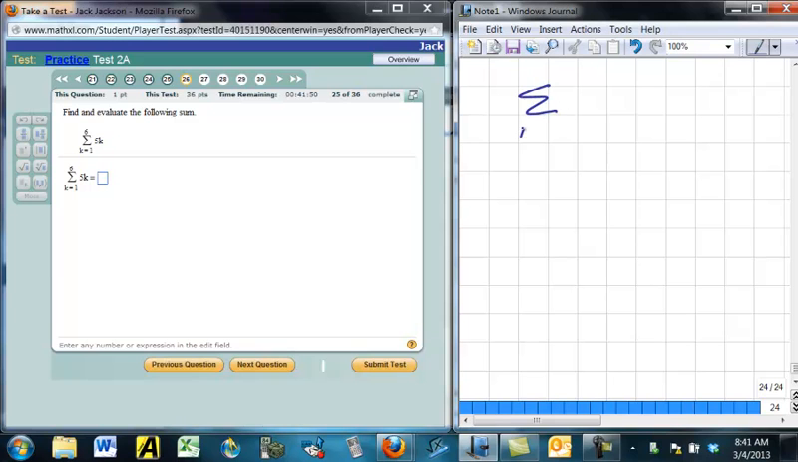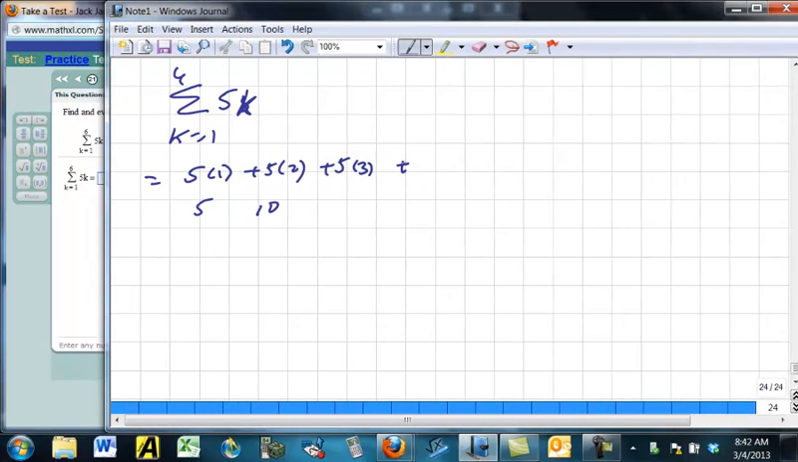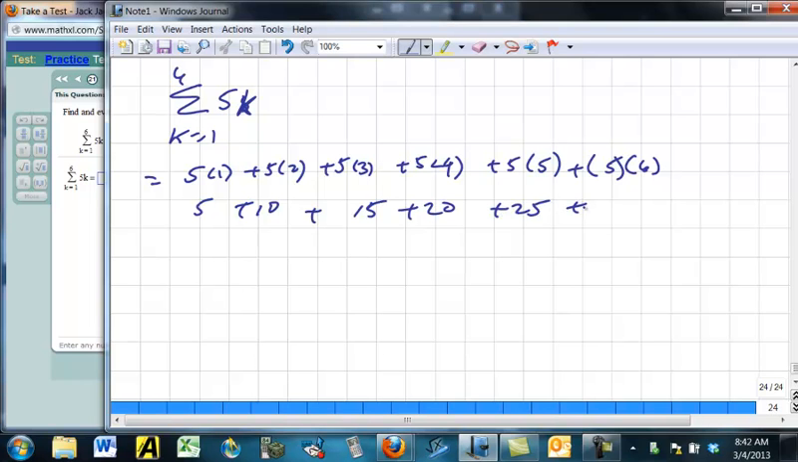Here we have the sum from k equals 1 to 6 of 5k. Now, we can do this a couple of ways. There's only 6 terms here, so we could do 5 times 1 is 5, plus 5 times 2 is 10, plus 5 times 3, 5 times 4, 5 times 5, and 5 times 6: 5, 10, 15, 20, 25, and 30, and just add all those up.